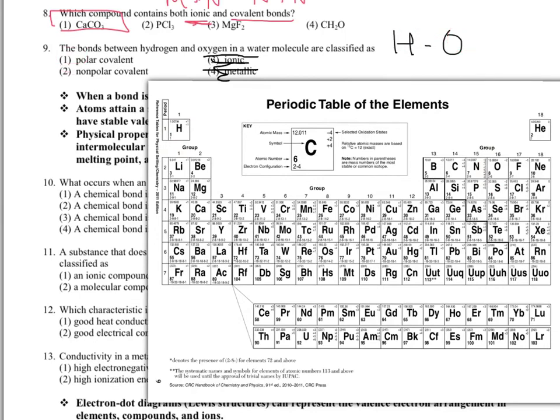Now, we need to ask ourselves, is this a polar covalent bond or a non-polar covalent bond? Now, recall that polar covalent bonds are bonds between two different nonmetals, and non-polar covalent bonds are only between two identical nonmetals forming a diatomic molecule. So here, polar covalent bond is the best choice.